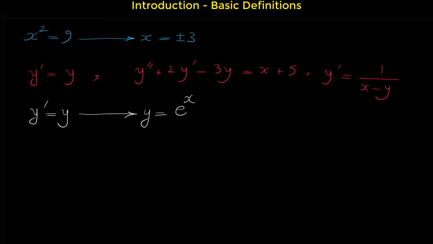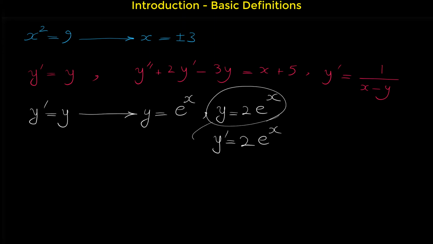Actually, if you think about this differential equation, this function is also a solution, 2 times e to the x, because if we take the derivative of 2 times e to the x, 2 is a coefficient and the derivative of e to the x is e to the x. So as you can see here, the derivative of this function equals itself. So this is another solution for this differential equation.